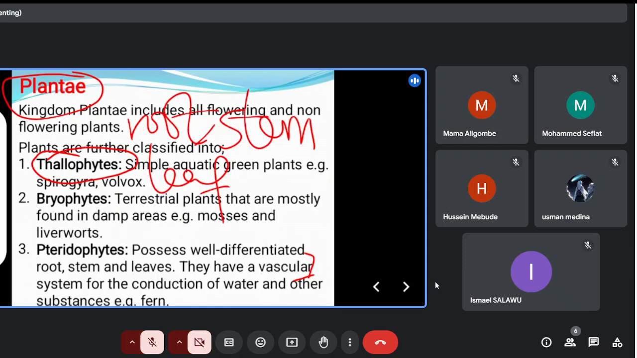The only thing that makes them be classified as plants is the presence of chloroplast, presence of cell wall, being autotrophic, and the likes. Now, we've mentioned that they do not have root, stem, and leaf. And of course, they are aquatic plants. They are simple aquatic plants. That is another major feature you should note. Examples of thallophytes include Spirogyra, Volvox. Then the Chlamydomonas that I mentioned earlier is also classified under thallophytes.